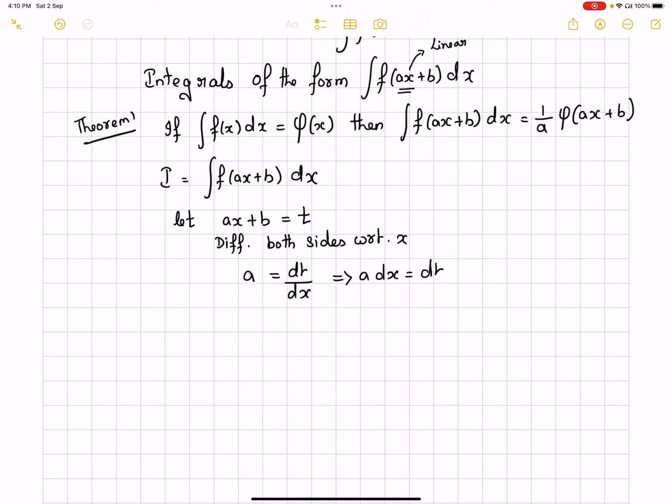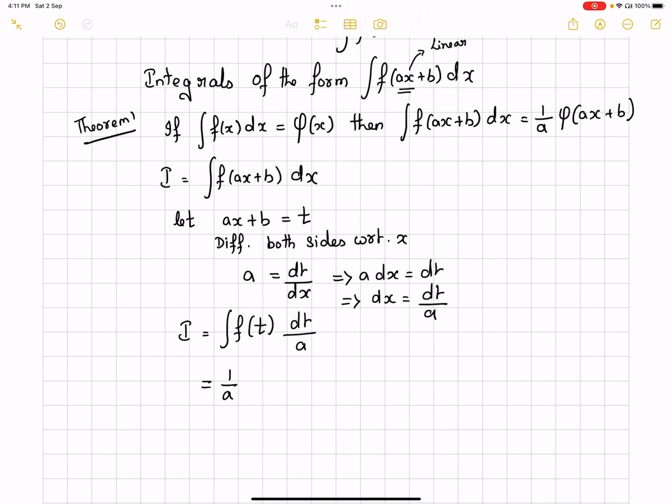Done? So now let me go back and replace the things, like substitution. Let me substitute. Now what I have, I is equal to integral f of t dx. Dx is getting replaced by dx is equal to dt divided by a. So that one I'm gonna write: dx is getting replaced by dt by a. And we have 1 by a is a constant.